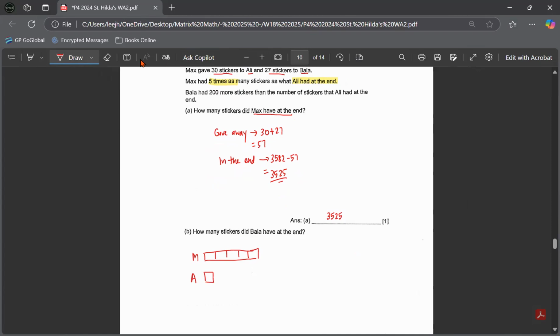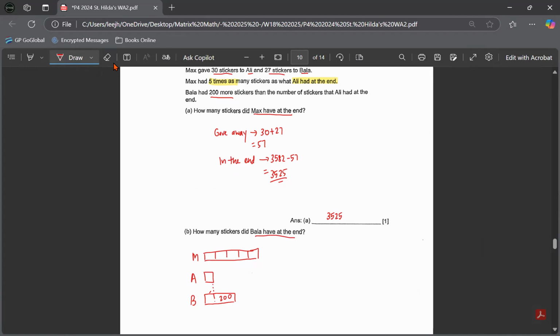Then it says Bala 200 more than the number of stickers Ali had in the end. So Ali had this much. So Bala is 200 more than Ali. So Bala 200 more, maybe randomly. Don't make it 2 units. Okay, so maybe like that. Maybe here, probably. So this is 200 more. Okay. How many stickers did Bala have in the end?